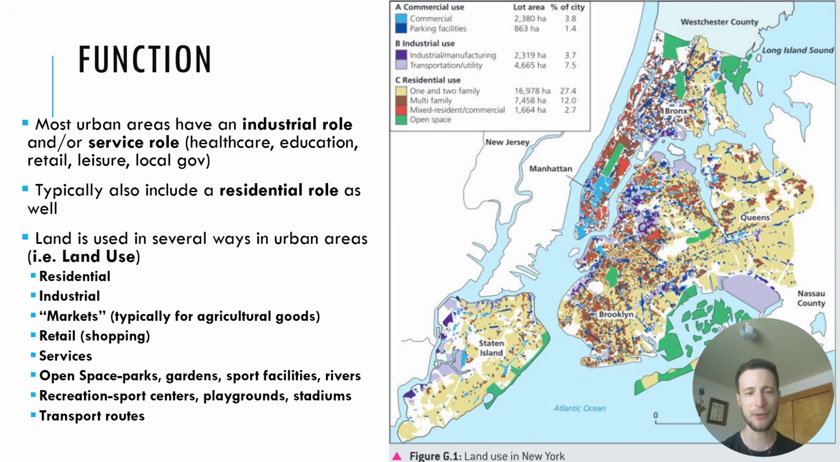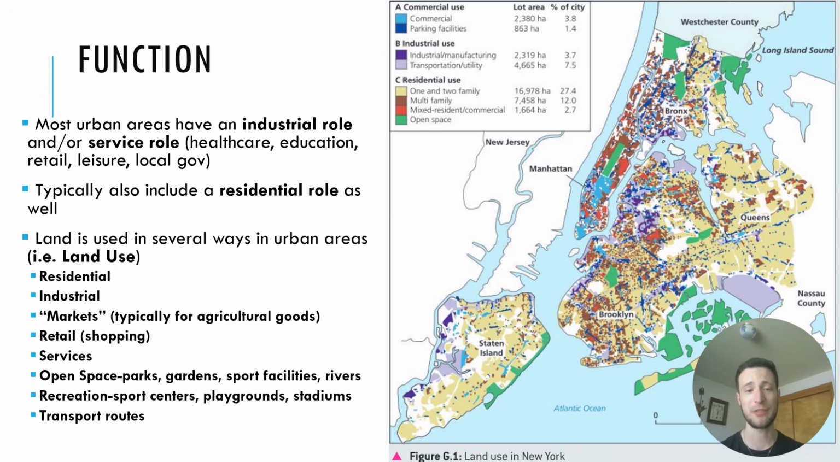It's how to use the land. The three big ones that we talked about that you can kind of lump everything into are residential, industrial, and then retail slash commercial. So retail is like shopping, commercial is more like specific secondary or tertiary services that you would do.